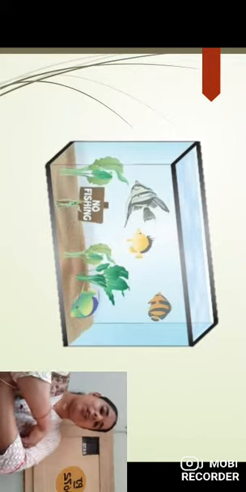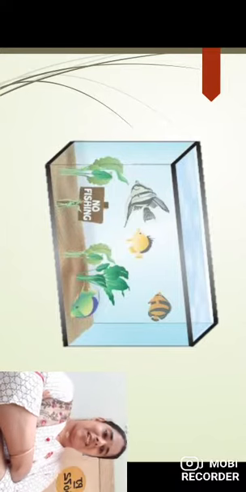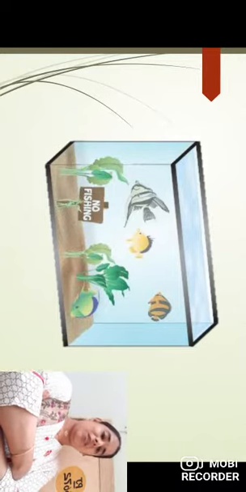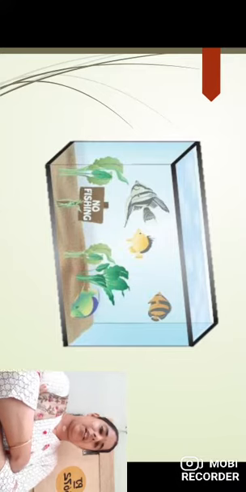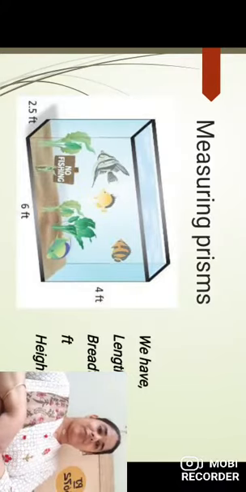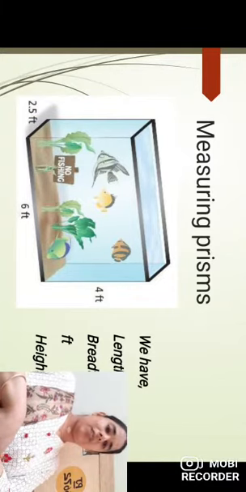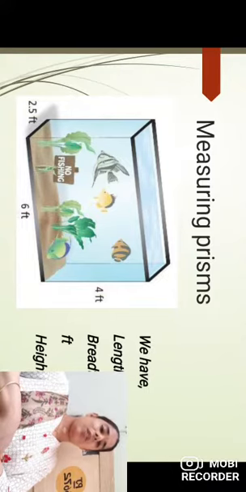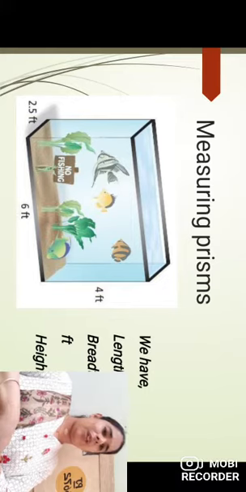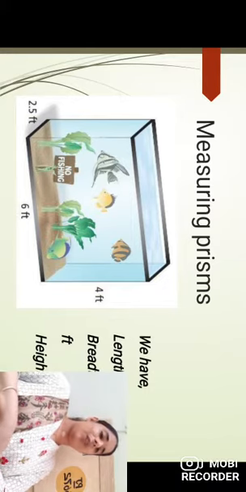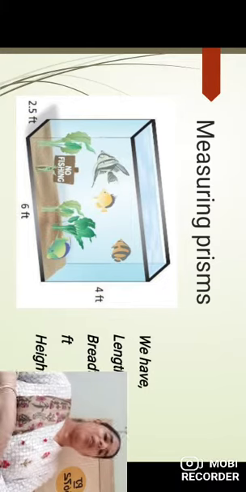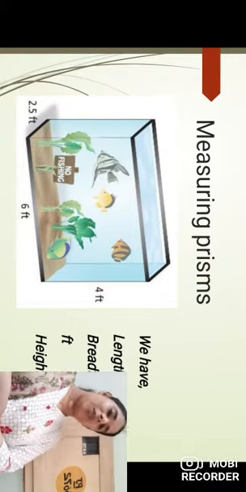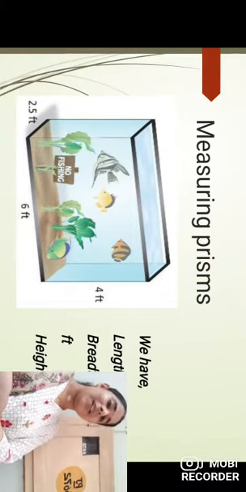How much water is required to fill this fish tank? This is the question. They have given the length, breadth and height: 2.5 feet, 6 feet and 4 feet. How much water is required to fill this tank? So what do we have to find out here? We have to find out the volume. Volume means how much space is occupied by an object.